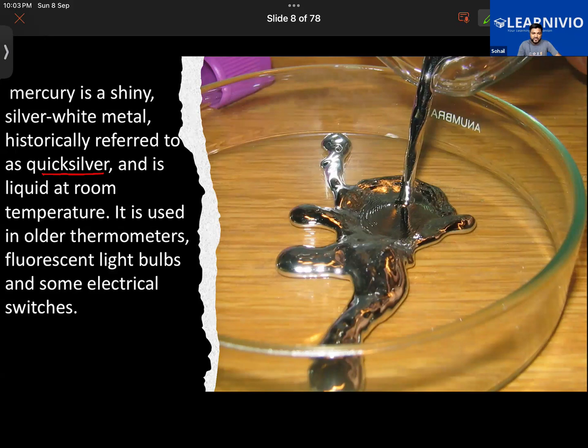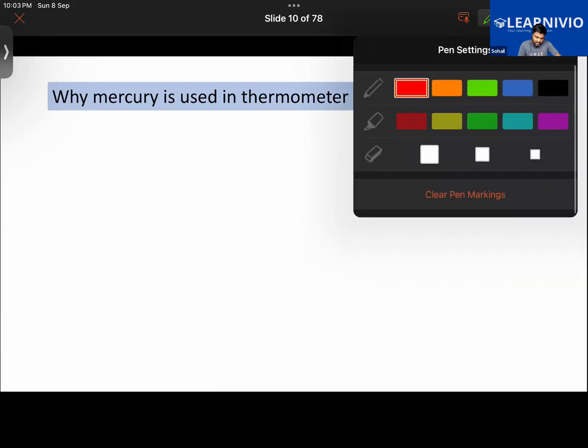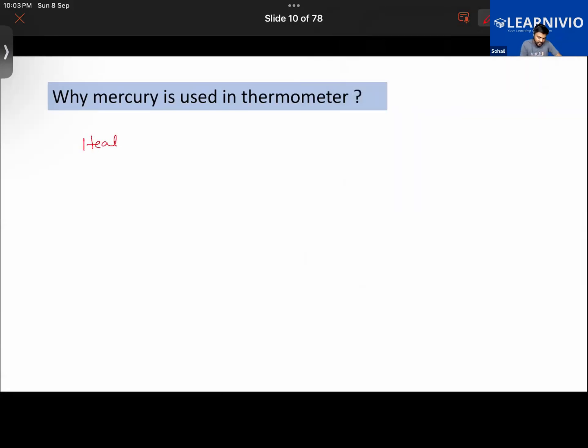In fact, it is no longer used in the clinical thermometers. Nowadays, we have got the digital thermometers. Okay, now, so that is the thing. While handling, we did learn about why mercury is used. Like we did learn, upon being heated, it expands.